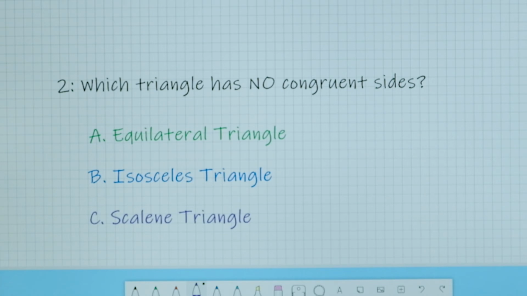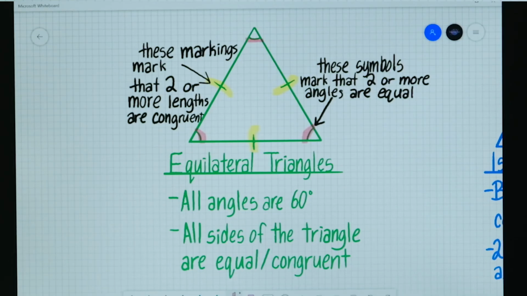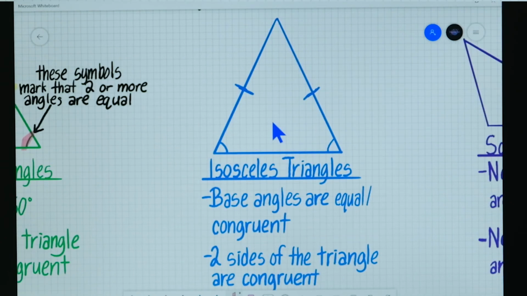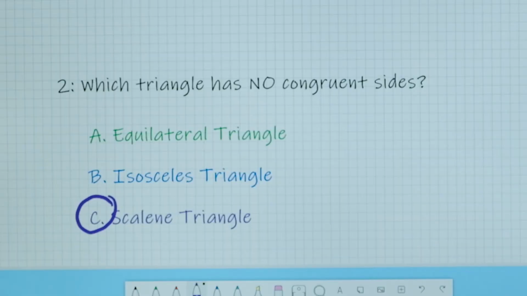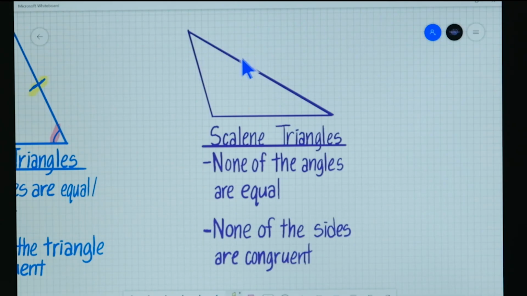Done. The answer to this question was once again scalene. If you guys were paying attention, equilateral has to have three congruent sides. Every single side has to be congruent, or else it's not equilateral. Isosceles only has to have two congruent sides. If it doesn't have any congruent sides, it's not isosceles. So the answer is scalene, because once again, scalene has no congruent angles and no congruent sides.